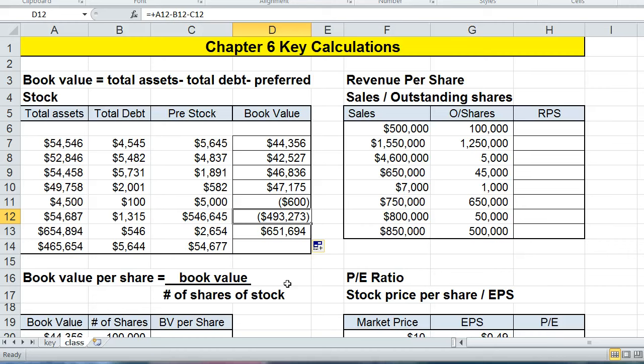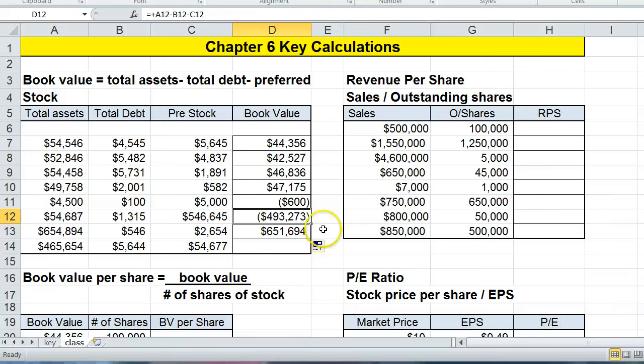So book value is something that you would look at when you're evaluating a stock to get an idea of what type of value they hold. In some cases, if a stock has a book value that's higher, say a book value per share that's higher than their stock price, that would mean you could buy the company, sell off all the assets, and make a profit.